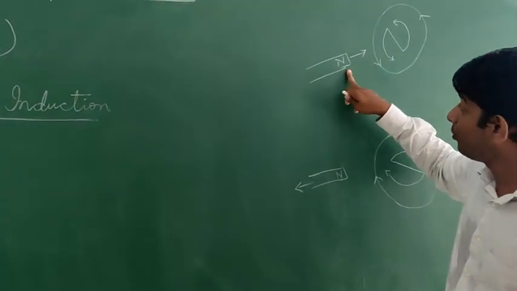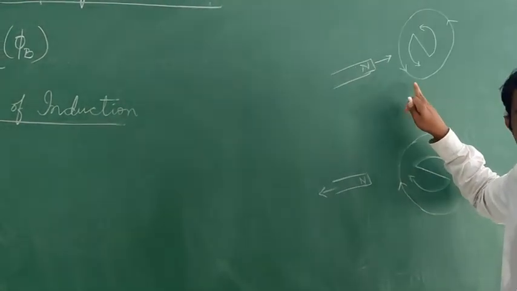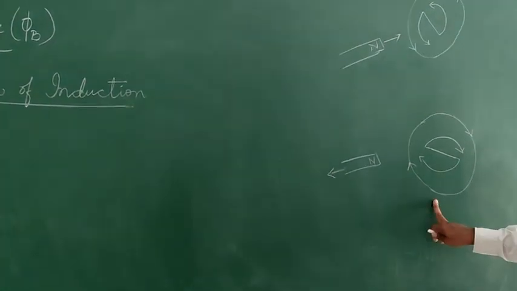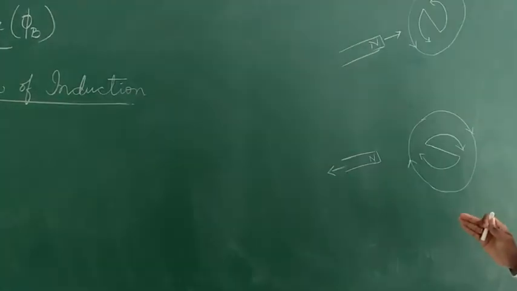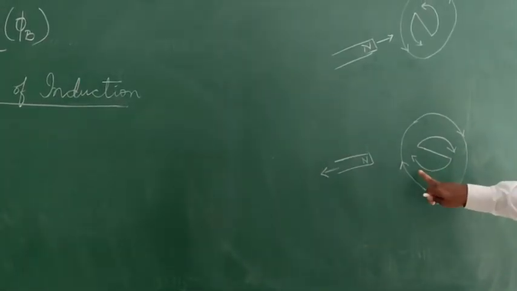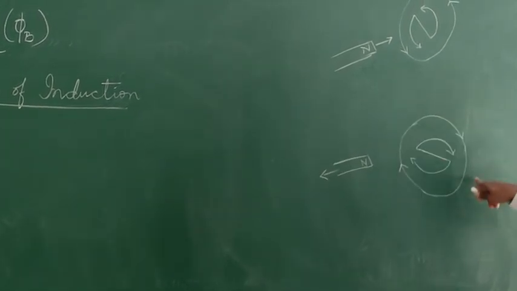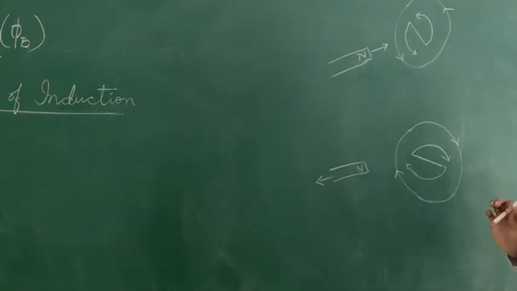When the north pole of the magnet was taken away from the coil, he observed that. So look here, this is the next scenario. When the north pole of the magnet was taken away from the coil, he observed that the current was flowing in clockwise direction here. So this is clockwise. Here, the current was flowing in anti-clockwise direction.